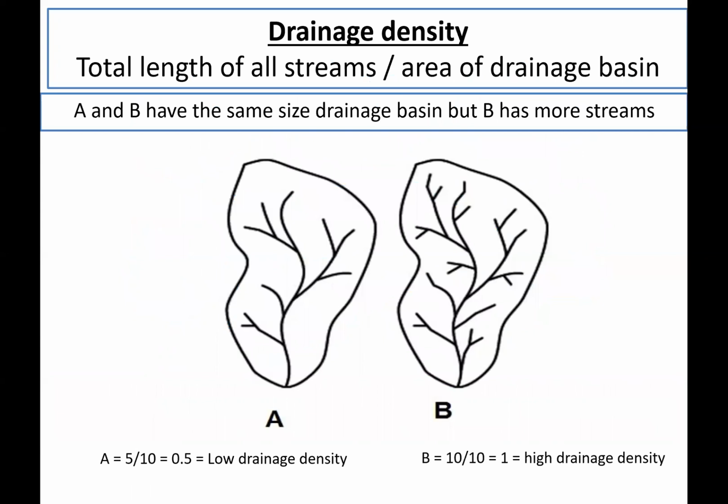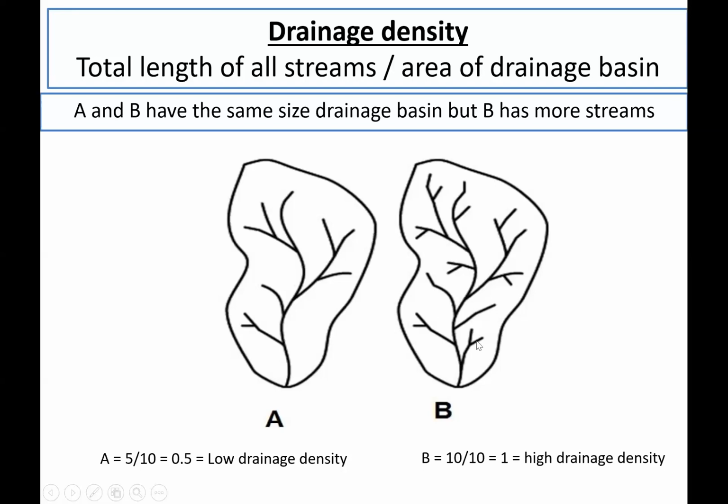So this is a new term. It's called drainage density. And the drainage density is basically a way that we work out how many streams and rivers are actually in that drainage basin. So remember, your drainage basin is the whole area, the valley, I suppose, that all that rainfall flows into the river. You've got two drainage basins here, same size, but you can see that A has less streams than B.